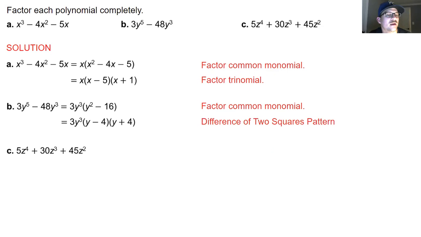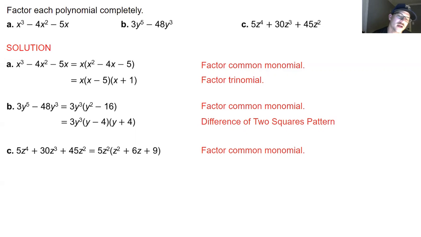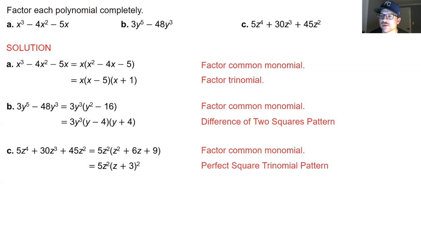Part C, you have a trinomial, 5z to the fourth, 30z to the third, and 45z squared. Each of those coefficients can be divided by 5, and they all have a z squared in common, so that's your greatest common factor. And then you're left with a trinomial that, again, can be factored by taking two numbers that multiply to equal 9 but add to equal 6, and that's 3 times 3. You can write that as z plus 3 times z plus 3, or z plus 3 squared.